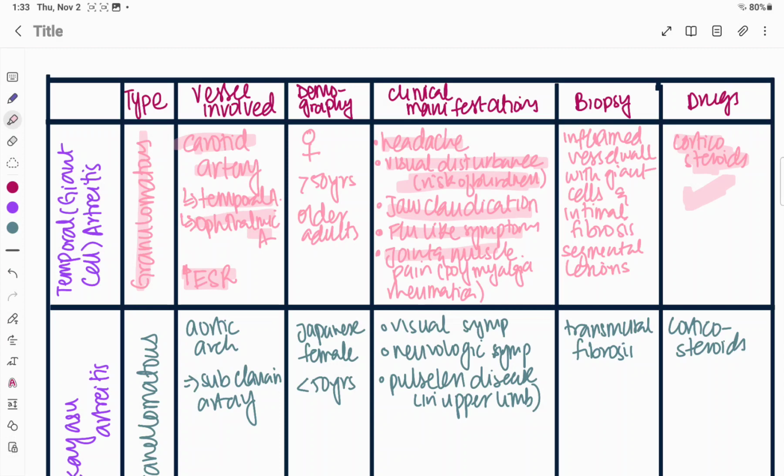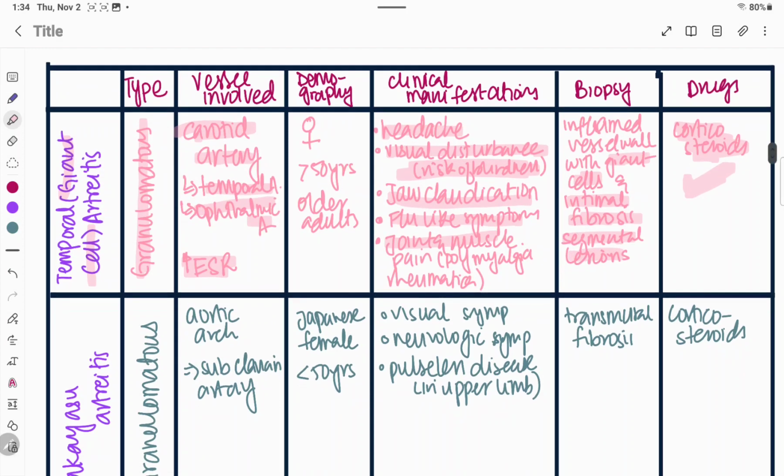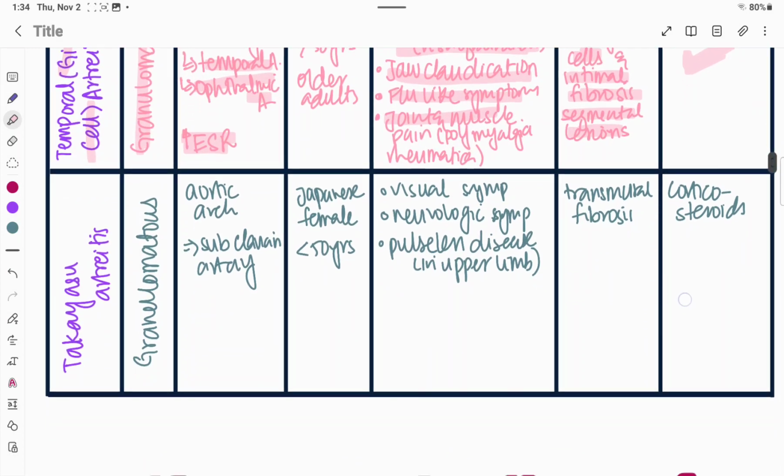And what is seen in the biopsy? In biopsy you see an inflamed vessel wall with giant cells, so that is what the name entails, giant cell arteritis. The tunica intima is fibrosed, and the fibrosis is segmental in nature. They are segmental lesions. That is everything you need to know about temporal cell arteritis.